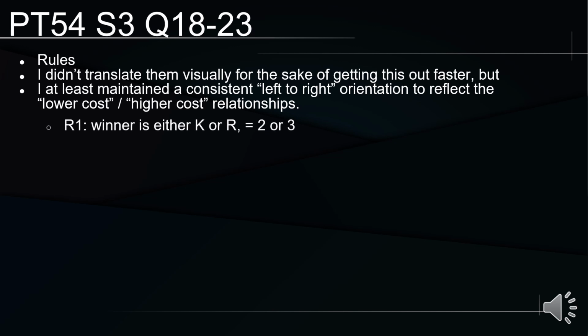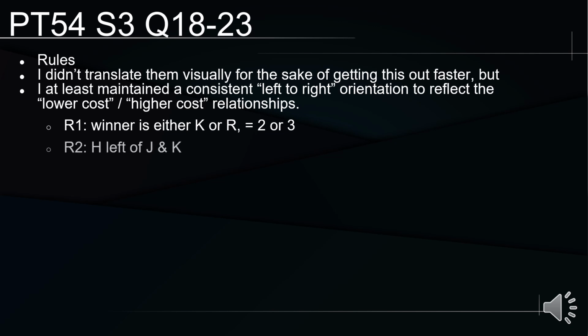Rule number one tells us basically the winning bid is going to be either K or R. And also the winning bid, in addition to being one of these two, is going to have to appear in slot 2 or 3. So interestingly, the cheapest bid isn't the one that wins by default, which actually reflects reality to some degree. Just because you insert as a contractor or subcontractor the lowest bid out there doesn't mean that you're going to win it automatically. And that seems to be what's going on here.